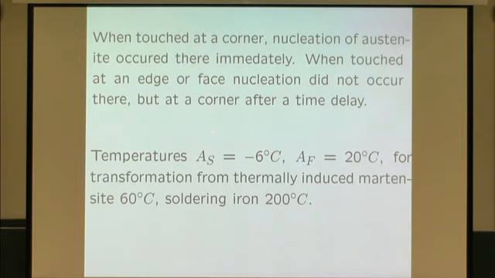Okay, but for the transformation from the mechanically induced martensite, that's this constant variant formed by compression, you would have to raise the temperature much higher than 20 degrees than for the thermally induced austenite. You'd have to raise it to 60 degrees, okay, and then it would transform. So that's already quite surprising. And the soldering iron has a much higher temperature still, 200 degrees.